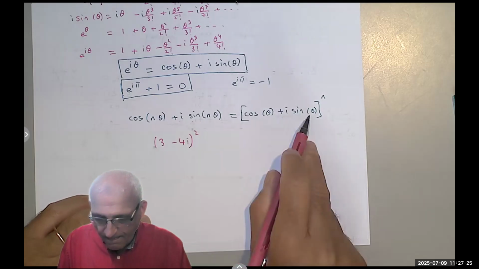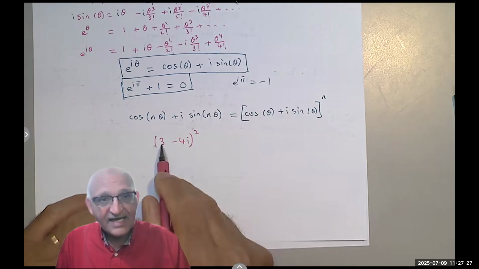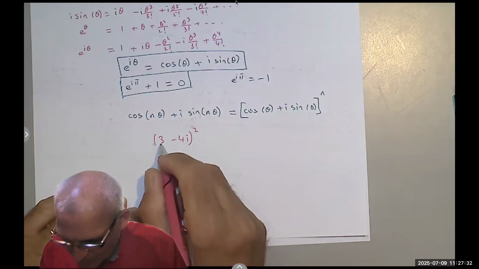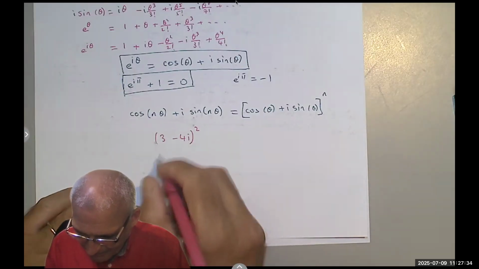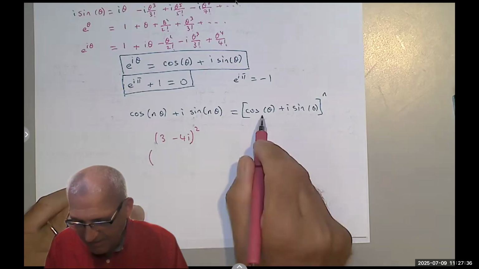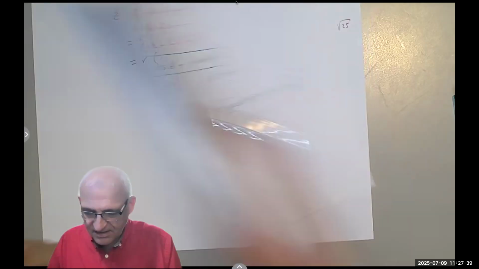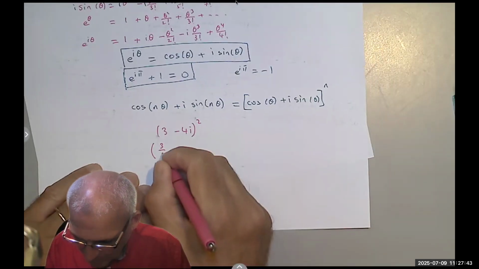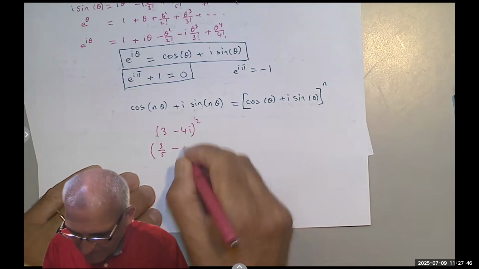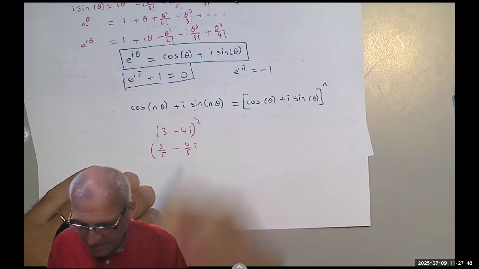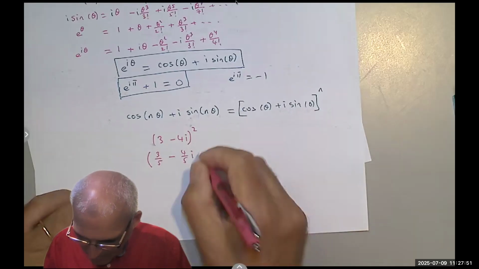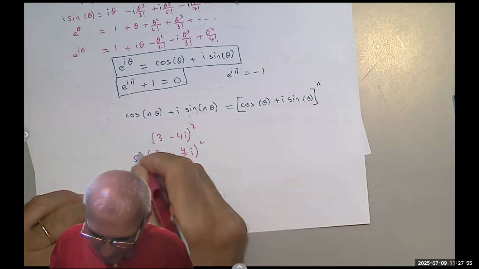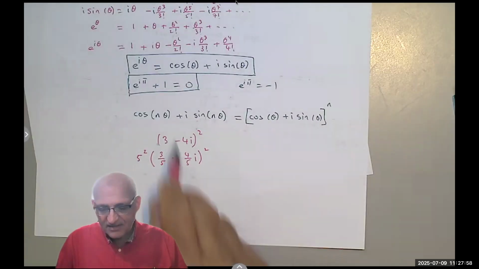Look here. This angle is cosine theta. So I can say, I know that cosine theta is 3/5. We already found that here. So it's 3/5 minus 4/5 i, square, but I divide by 5, so I have to take out 5 squared. So I can rewrite it as this.